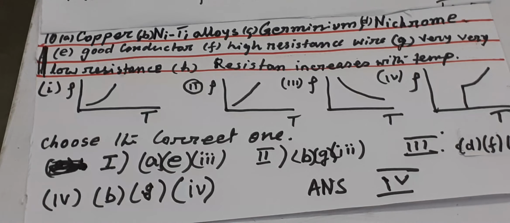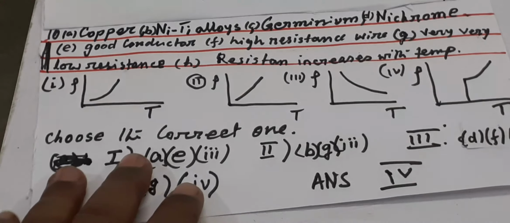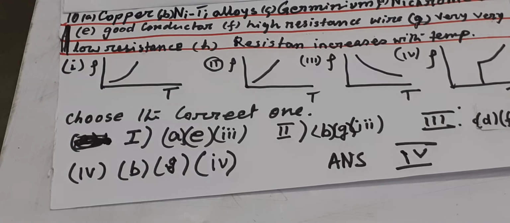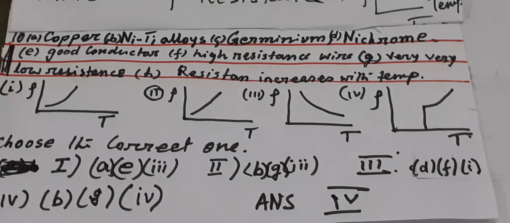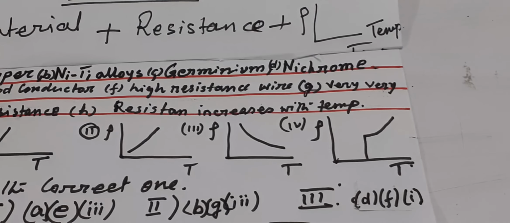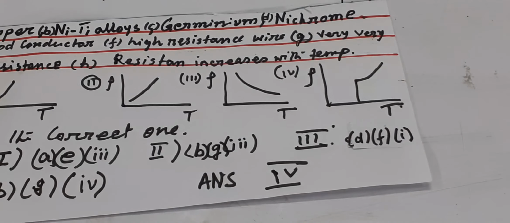Now come to 4, B then G. B means here nickel titanium alloy. G means very low resistance. Yes, then nickel titanium wire has very low resistance, and the plot is 4. This is a superconductor plot. Resistivity decreases drastically at a particular temperature. That is the property of a superconductor. So choice D will be our answer here.